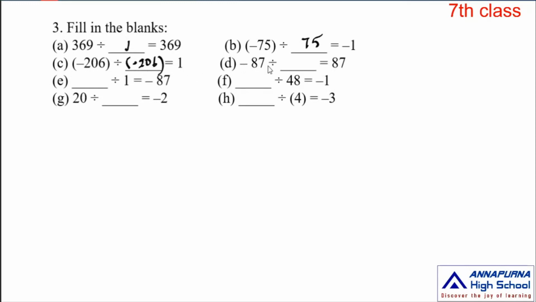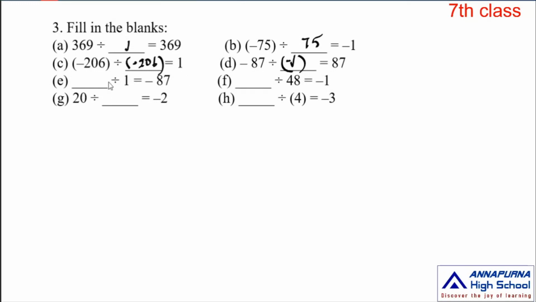So D bit, minus 87 divided by dash is equal to 87. You observe these two, B and D, same. Minus 75 divided by 75 is equal to minus 1. But here, minus 75 divided by dash is equal to 75 means, here what is the integer? Plus 1 or minus 1? Minus 1. So this is same as.